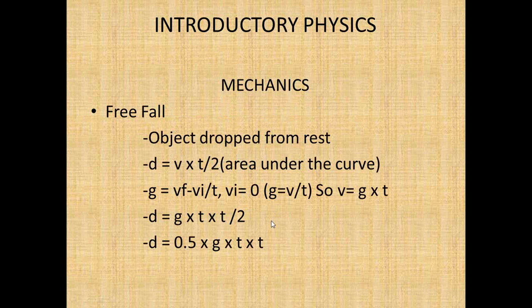All right. So again, when we talk about free fall for an object dropped from rest, the displacement, and I showed you how to derive that, the displacement or distance traveled is equal to 0.5 times g times time squared. So if you know the time it takes to hit the ground, you can calculate the height of the object.